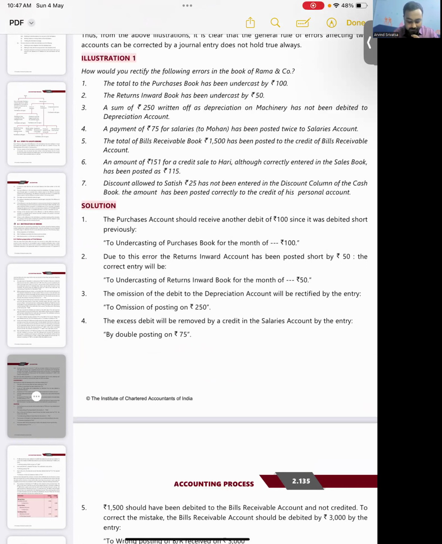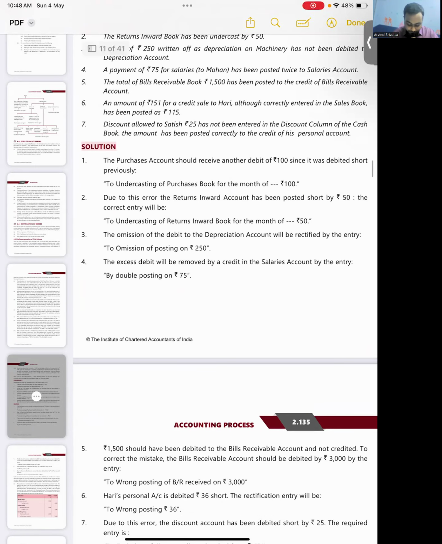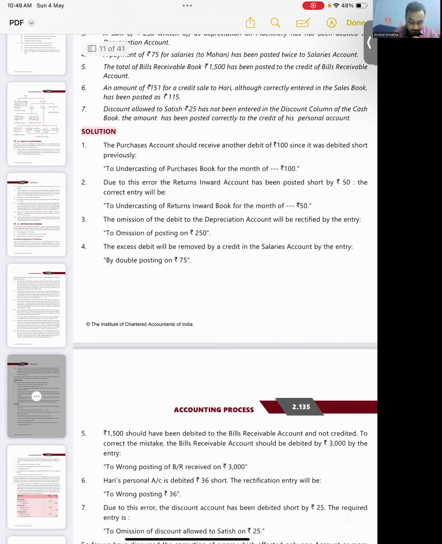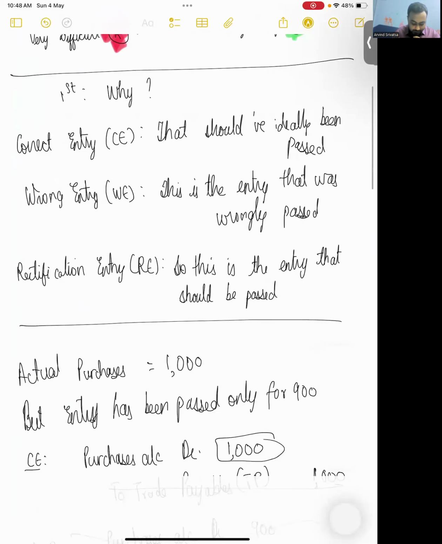Next, a total of bills receivable book 1500 has been posted to the credit of bills receivable account. So what has happened here? So bills receivable. Let's crack this. Bills receivable should be debited to the extent of 1500.